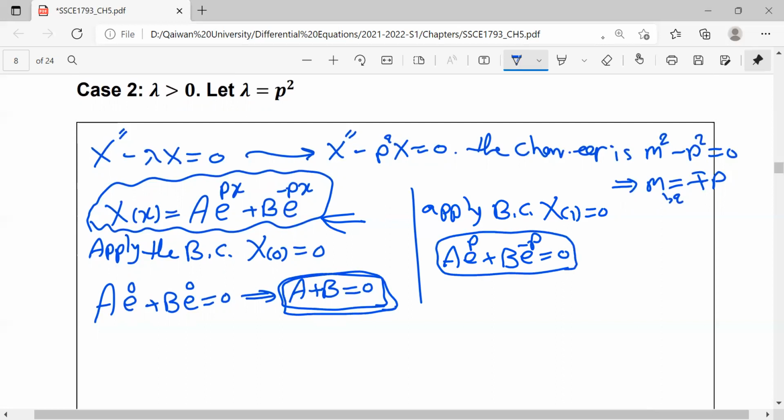From these two equations, we can solve them to find the values of a and b by either substitution or elimination. We get that a is 0 and b is 0 in this case also. I leave this for you as an exercise, okay?